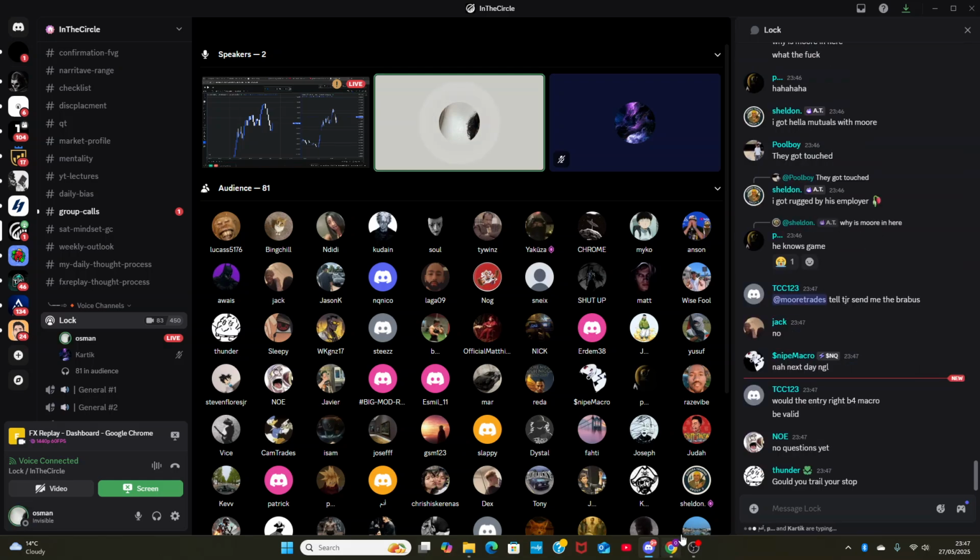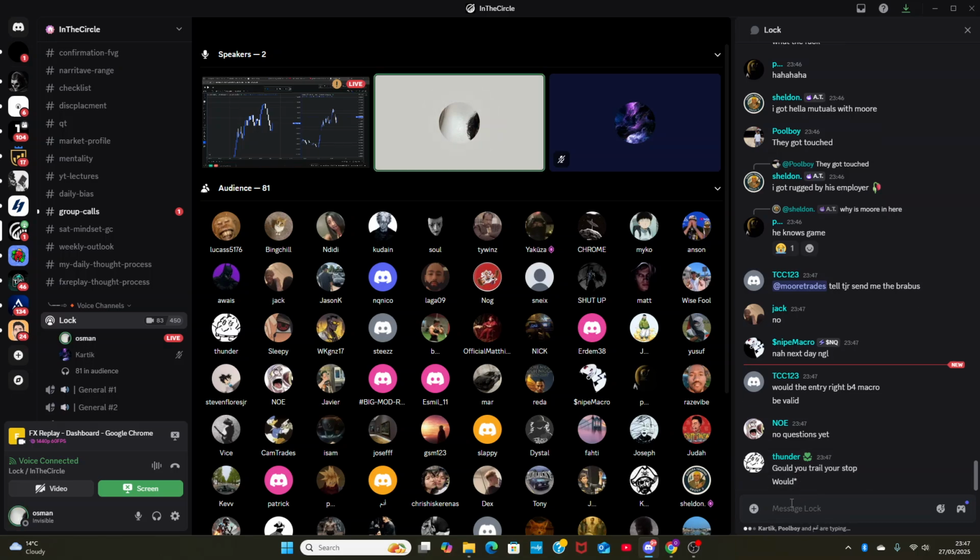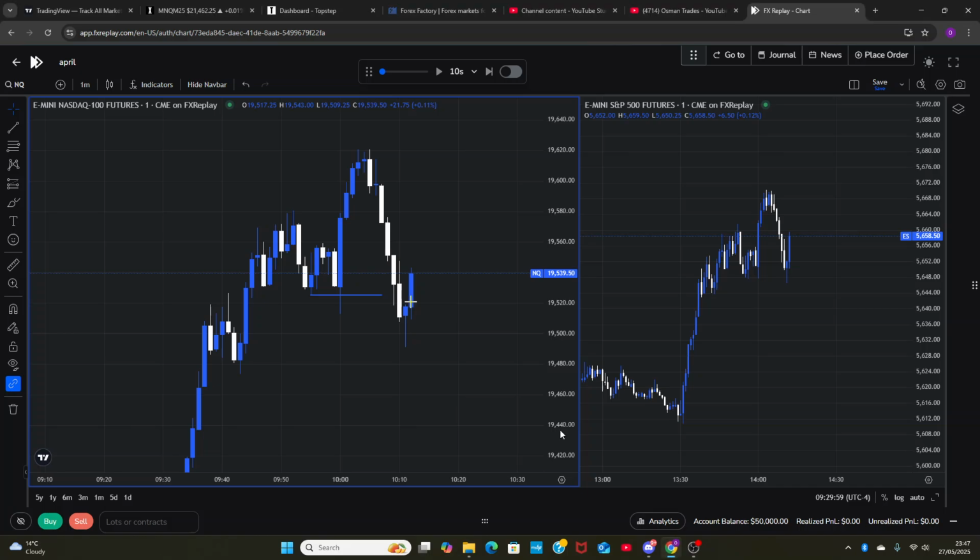Would the entry before macro be valid? No, it's not before macro. Could you try your stop? Yes, I would, but in this scenario we just displace higher, so there's no reason to try. I'll try once price displaces above this high here, then I'll start trailing to break even, yeah?